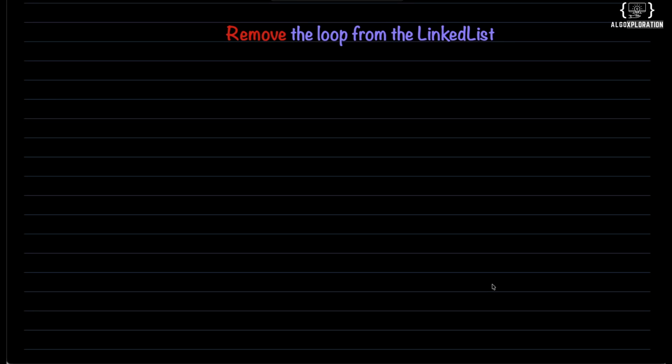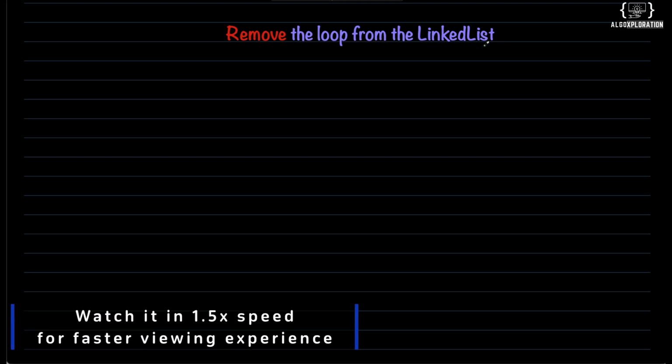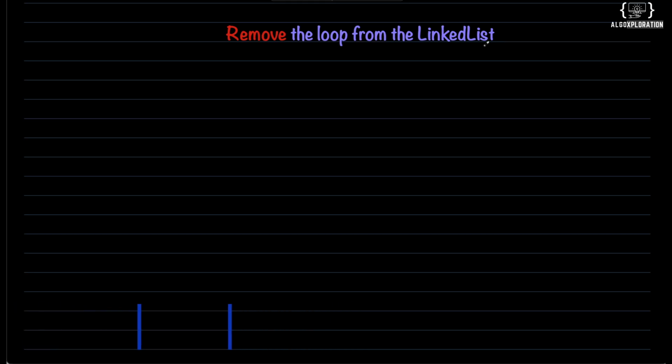So hi, in today's lecture we are going to see how to remove the loop from the linked list. In the last lecture you learned the Floyd cycle detection algorithm, the Hare and Tortoise method. There we found out whether the cycle exists or not. But here's the real challenge. What if we need to actually break that cycle?